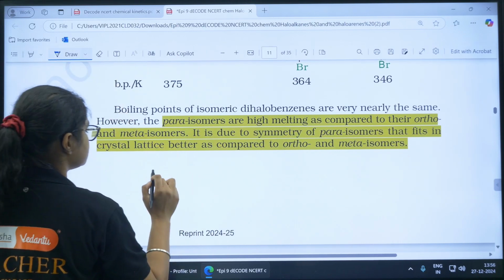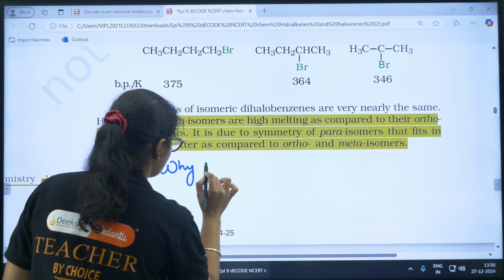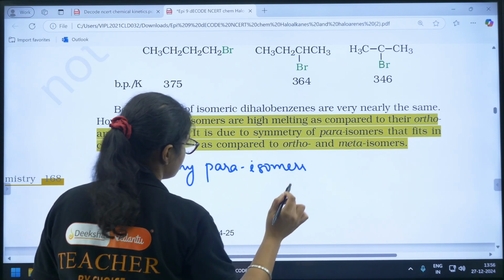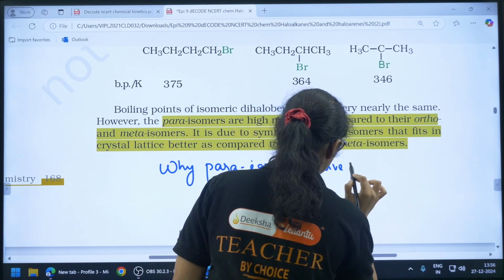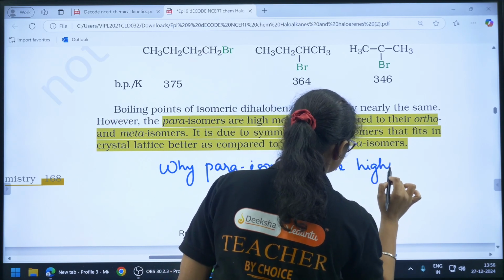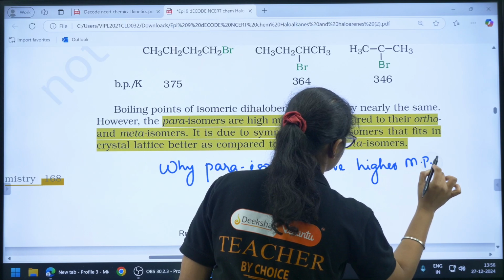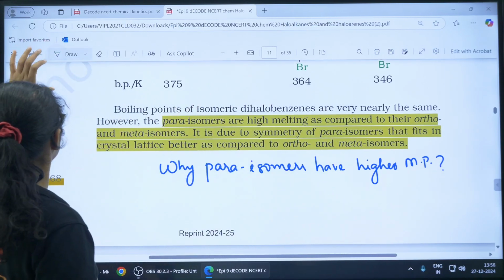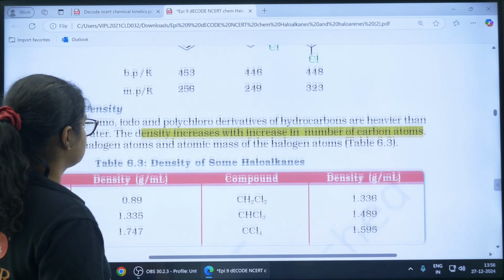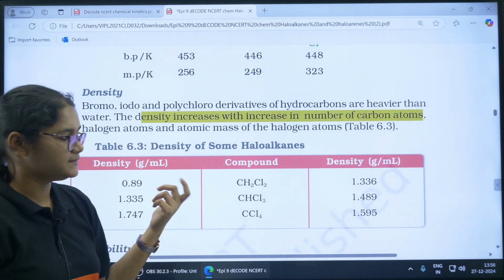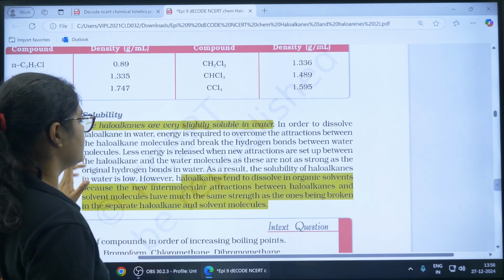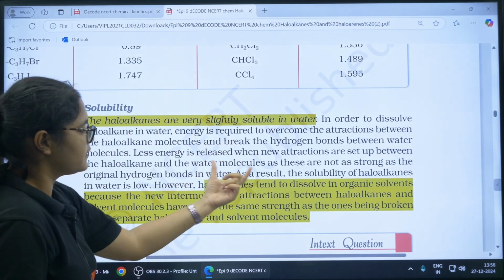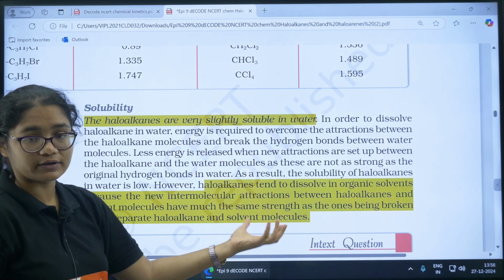Okay, so what is the question? Why do para isomers have a higher melting point? So this can be a question and this will be the answer for that. Next we have density, so with mass the density will increase, that is also there. Then solubility: haloalkanes are only slightly soluble in water, but they are well soluble in organic solvents.